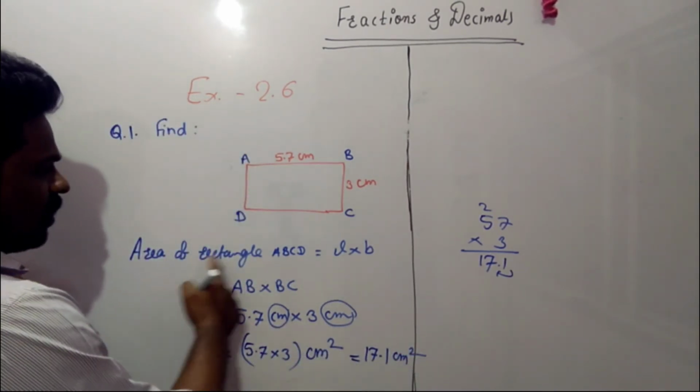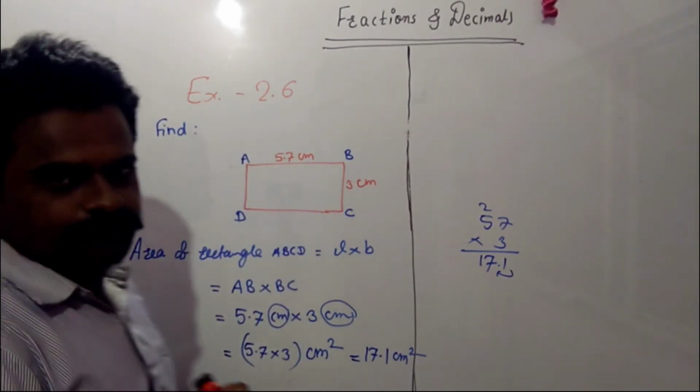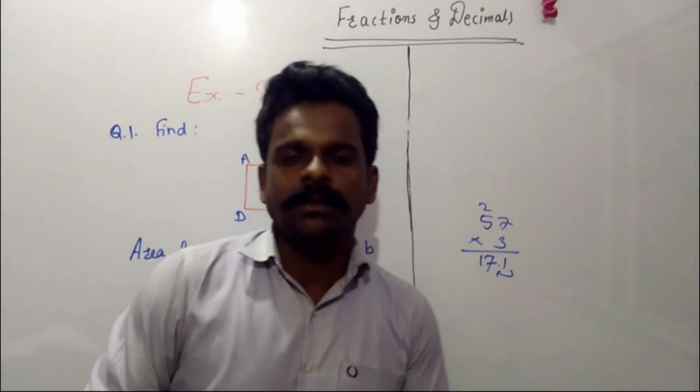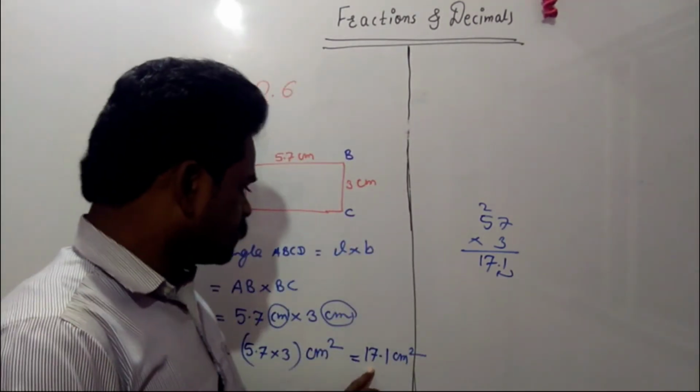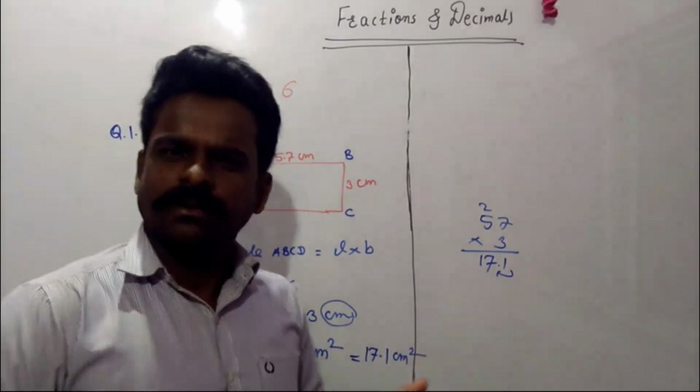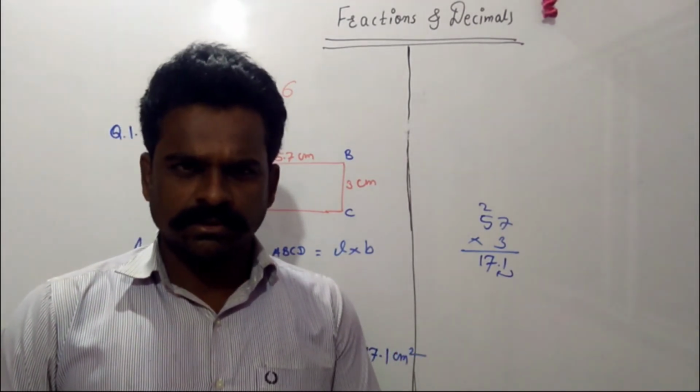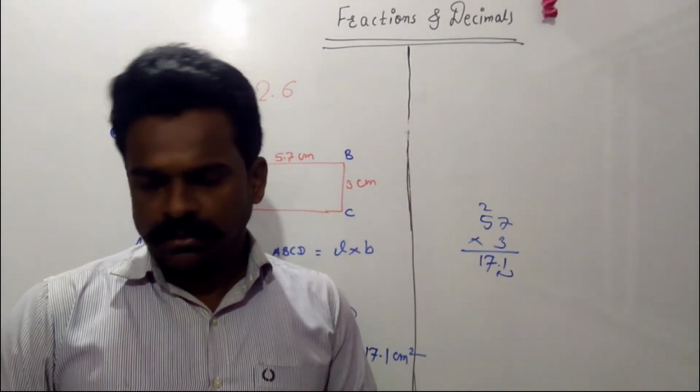This is the area of rectangle ABCD. Area of rectangle ABCD is equal to 17.1 centimeter square. Very easy. Okay, fine.